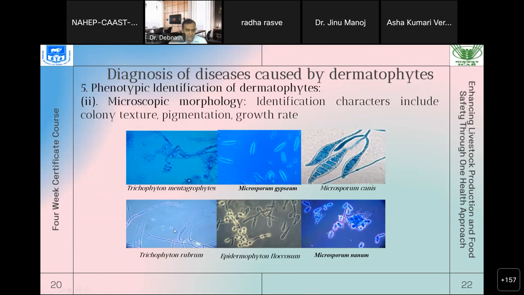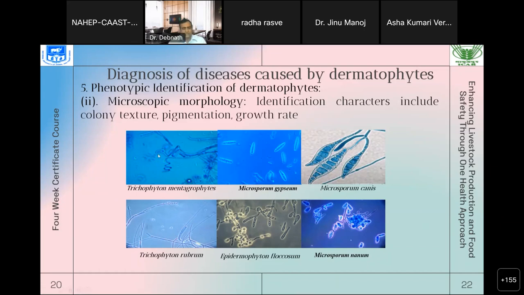In Trichophyton rubrum, you can see here on the left side, the lower one, the microconidia are tear-shaped, and they are arranged on the hyphae just like balloons knotted on a thread. This kind of appearance will help guide you to say that this may be a Trichophyton rubrum, along with the macromorphology that you have already seen, that this red color colony pigmentation is there.